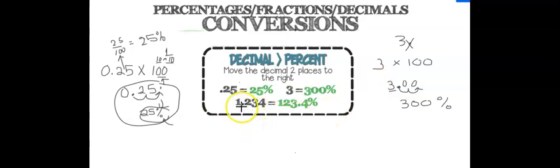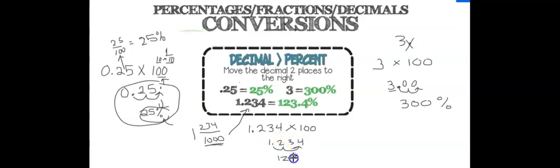And finally, this 1.234. Again, when we read this, it's 1 and 234 thousandths. That's not out of 100 right here when we read it. So it's not real helpful to just try to get it there. The simplest way is to just simply multiply that mixed number by 100. And when I do that, it moves my decimal point 2 places to the right. And it's 123.4%.